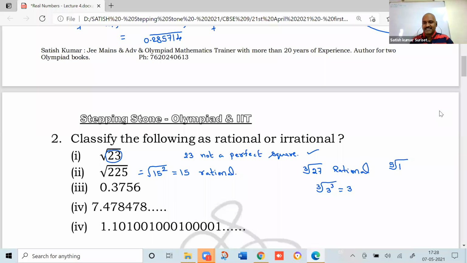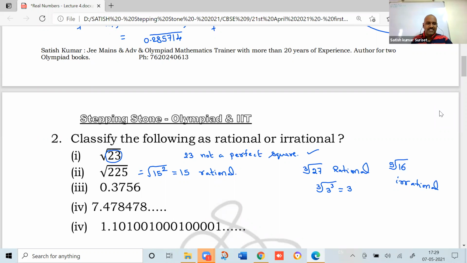Fifth root of 16. Is it rational or irrational? Sir, I guess it's irrational. Can I write 16 as a power of some number to the 5? It is not possible to express 16 as some number to the power 5, because 2 to the power 4 is 16. If it were 2 to the power 5, then it would be rational. So it is irrational. Here we are unable to express 16 as some x to the power of 5.